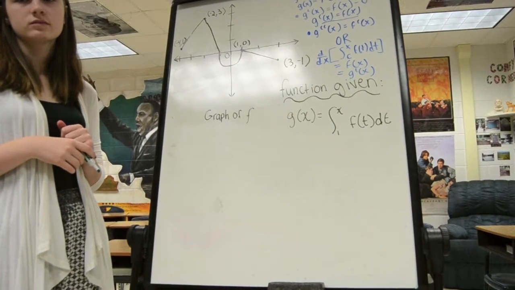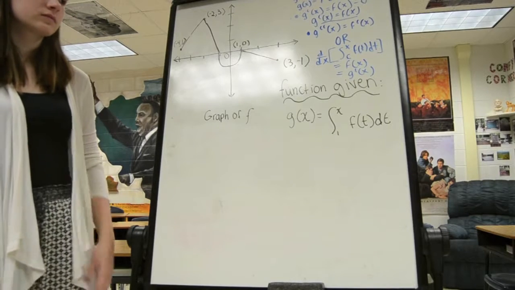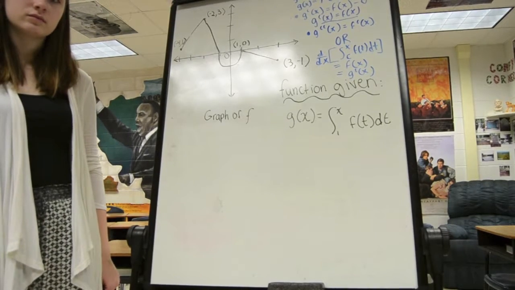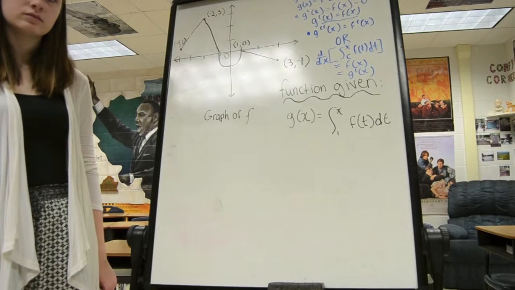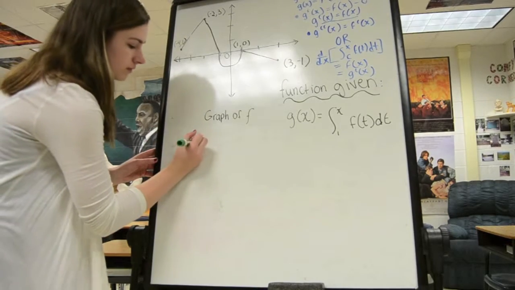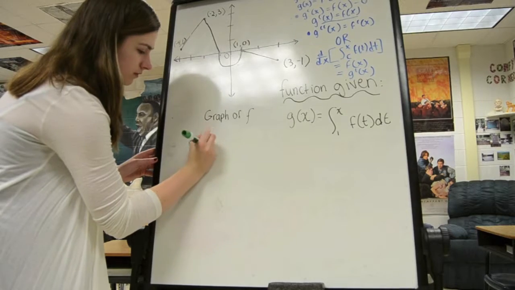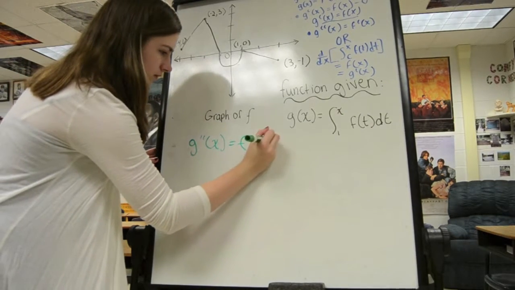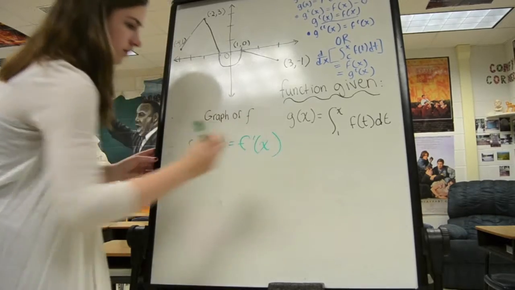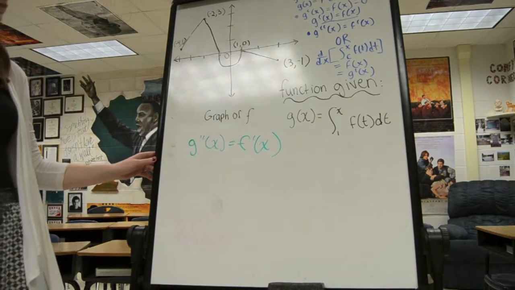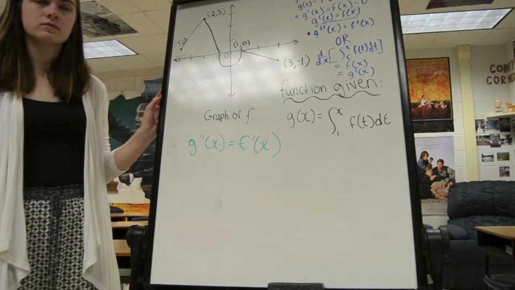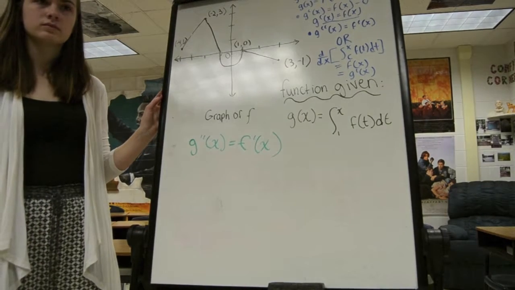Part D involves finding the points of inflection on the graph. Points of inflection occur when the second derivative of g of x changes sign. Since we know that the second derivative of g of x equals f prime of x, we are looking for where the derivative of f of x changes sign. We do this by looking where the function changes from decreasing to increasing or vice versa. It is helpful to label where the slope is negative and positive on the graph at this point.